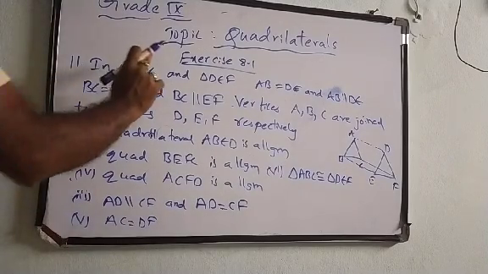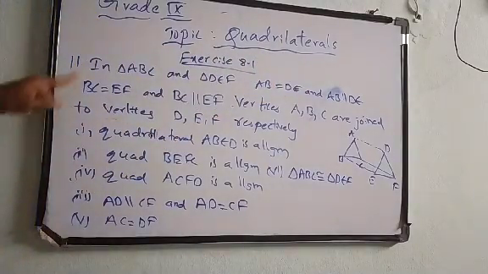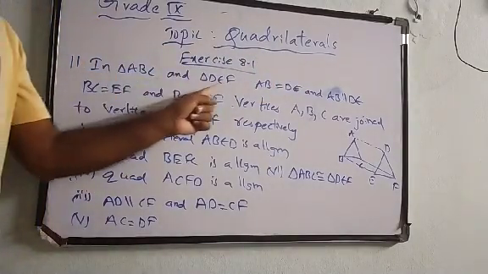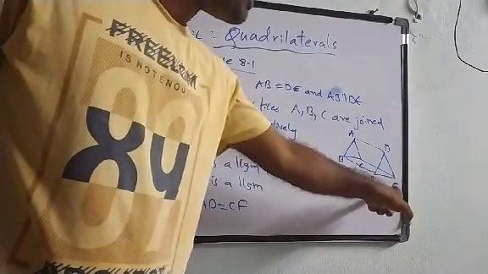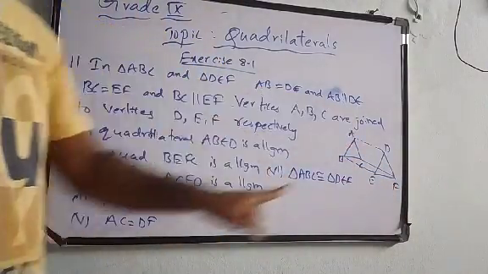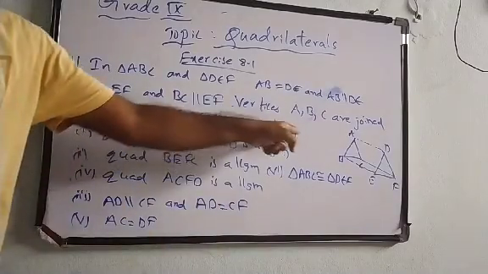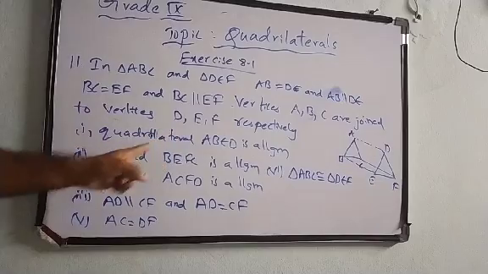Very good morning, students. Today we are going to discuss quadrilaterals, chapter exercise 8.1, 11th question. The question is: there are two triangles, ABC and DEF, in which AB is equal to DE and AB is parallel to DE, BC is equal to EF and BC is parallel to EF. We are joining vertices A, B, C to D, E, F respectively.